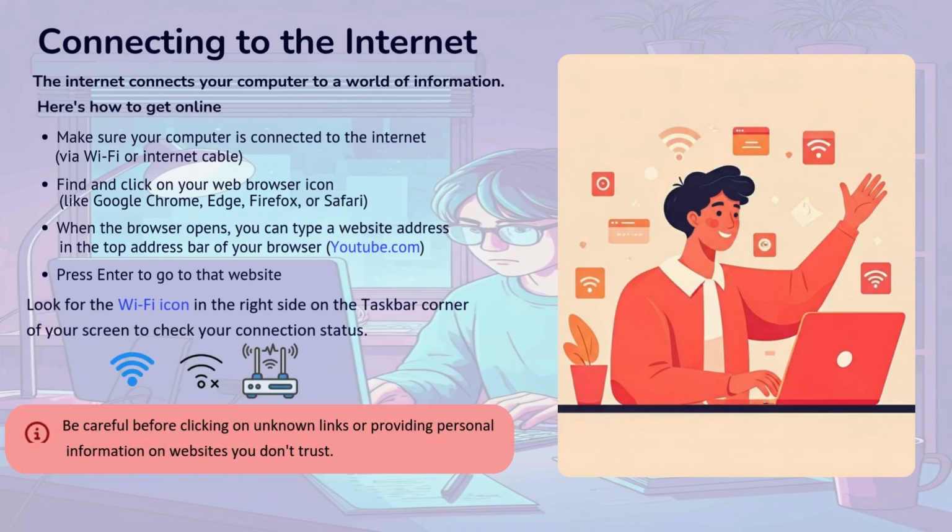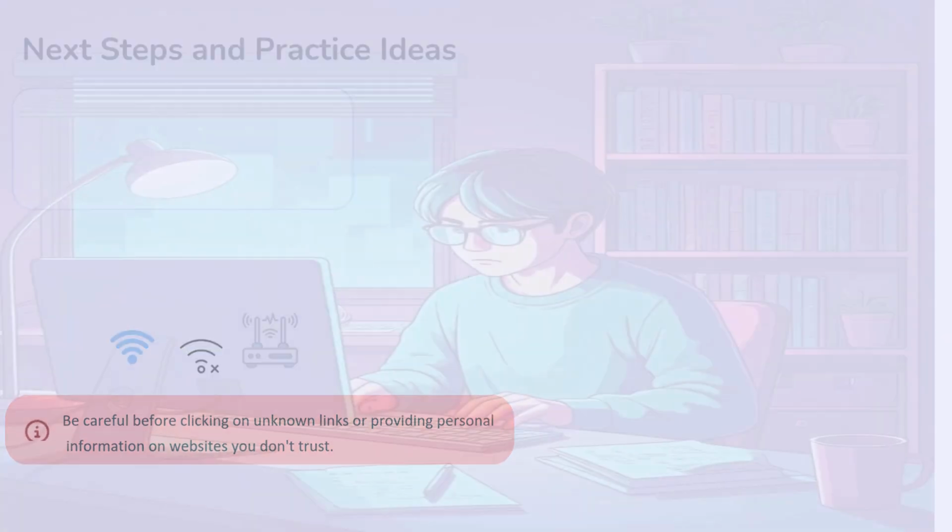Now that your computer is turned on, let's learn how to connect to the internet. To go online, make sure your computer is connected to the internet. The internet is a global network that lets you connect and share information. Click the Wi-Fi or network icon in the taskbar and choose your network. Once connected, open a browser like Chrome, MS Edge or Firefox to start exploring the web.